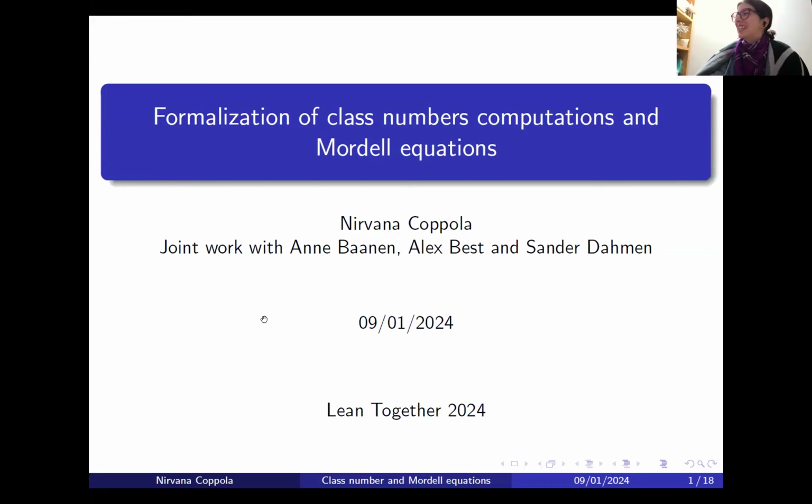Okay. So as I was saying, it would be very nice at some point to port it to Lean 4. Nonetheless, the math is always the same, so I'm going to give you an overview of both the math and formalization part of this project. The title is Formalization of Class Numbers, Computation, and Mordell Equations. Let me start with the motivation for all of this, which is the second object mentioned in this title.